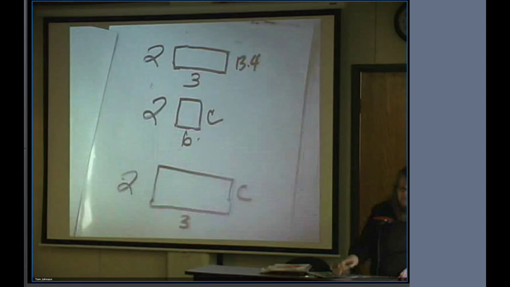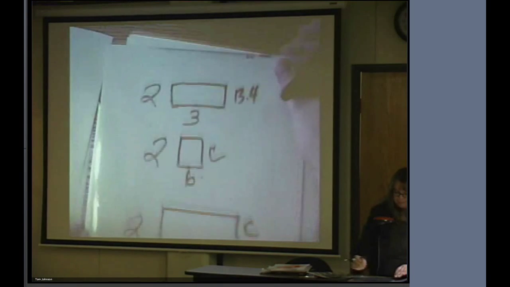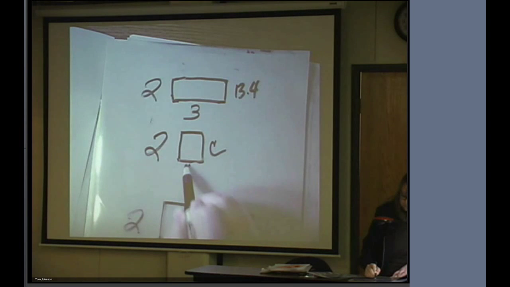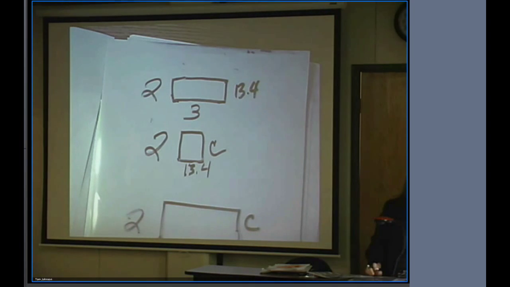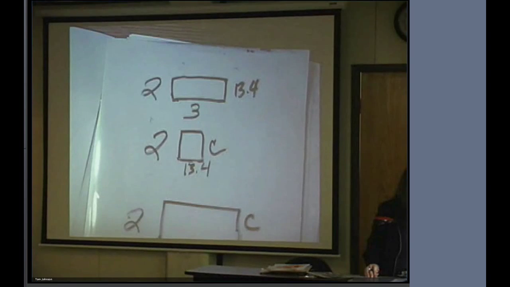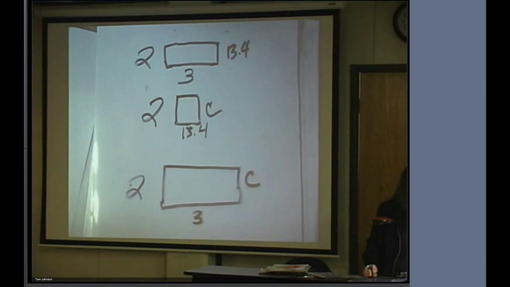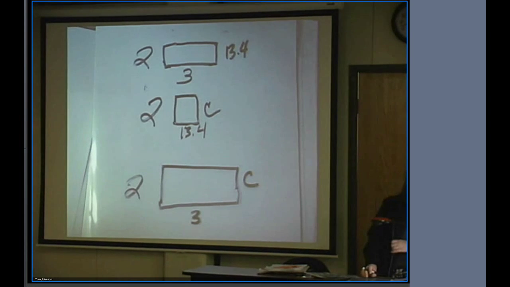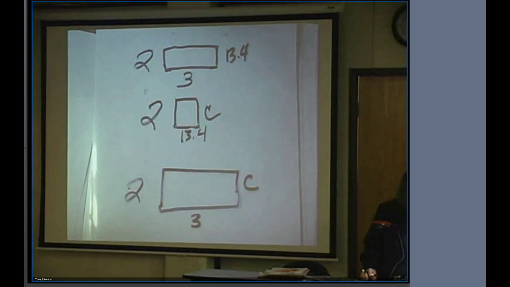Whew. All right, so let's see what we got here. B is the 13.4. So now I can go ahead and write my equation. So we're going to need to do a little bit of math here. Will someone tell me what 13.4 times 3 is?